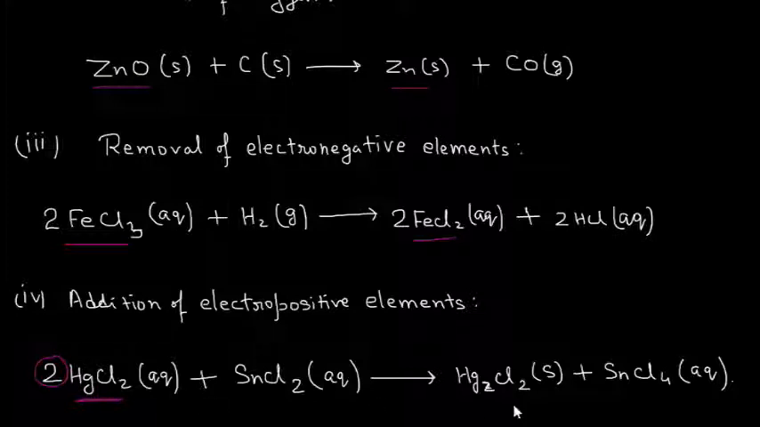But in the product we have Hg2Cl2. So Hg is increased. One more atom of Hg is added here. So addition of Hg, an electropositive element. So addition of electropositive elements is called reduction.